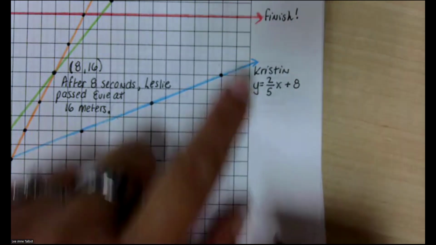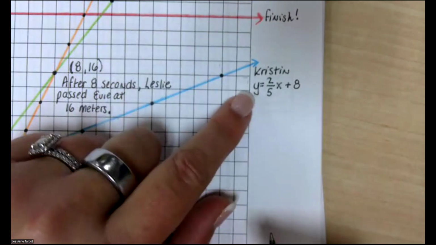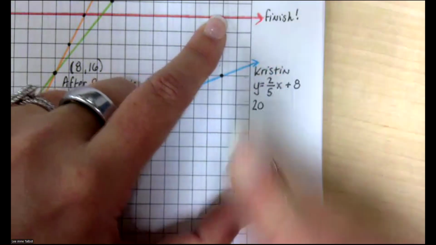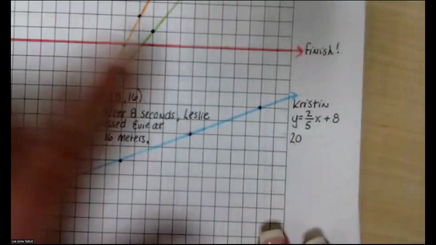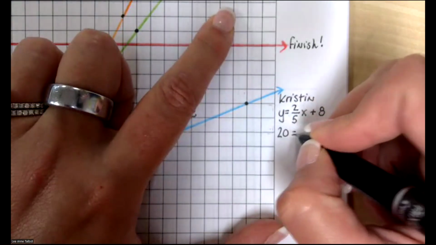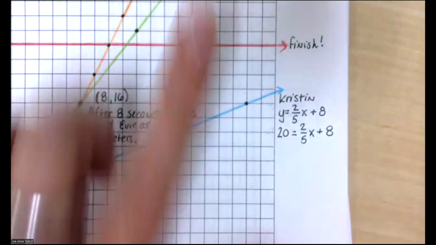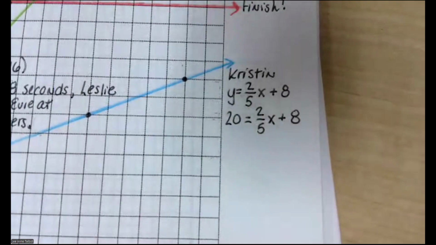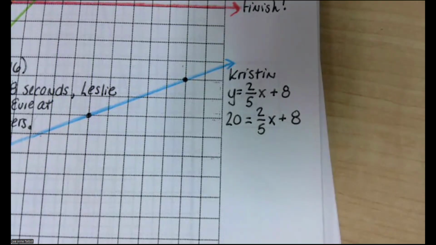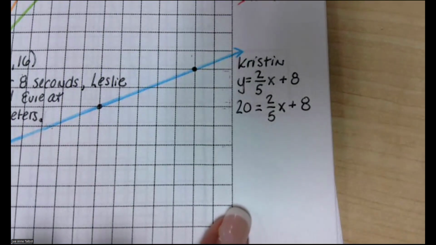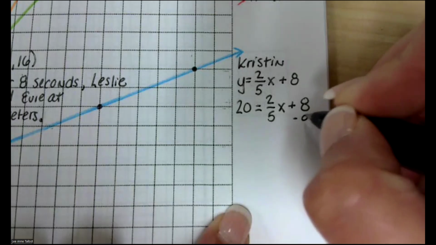So we're going to do it algebraically, which is what the book was talking about. We want to know when she hits 20. So we're going to put 20 in for y because this is the y-axis at 20. This is going to turn into a function machine. What do I do first? Take away 8, beautiful.